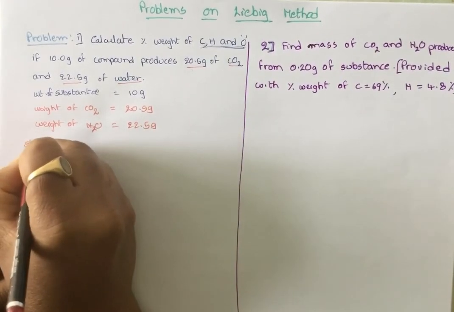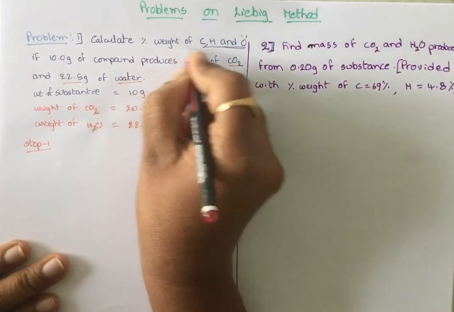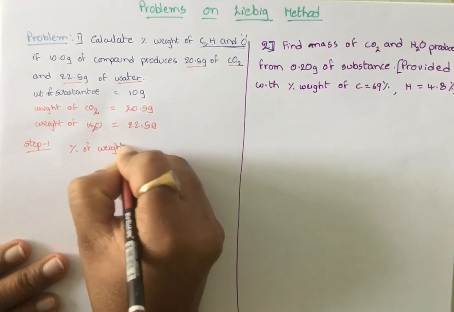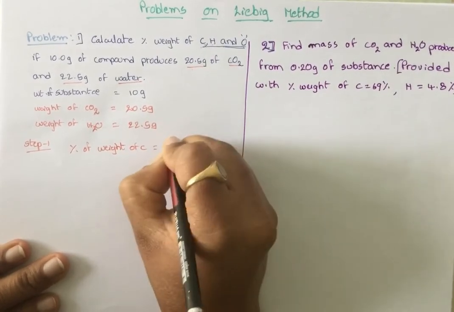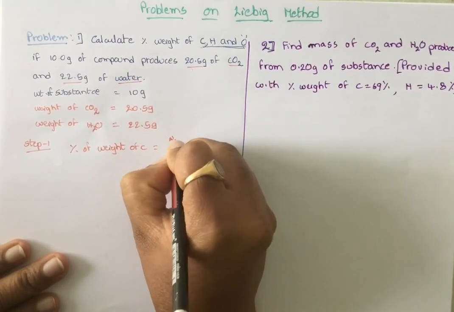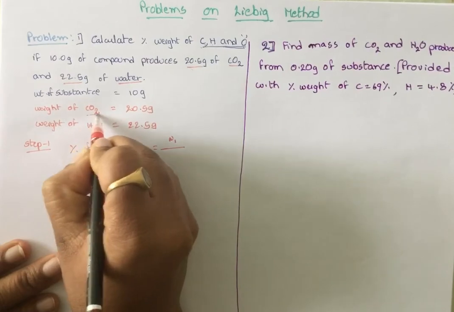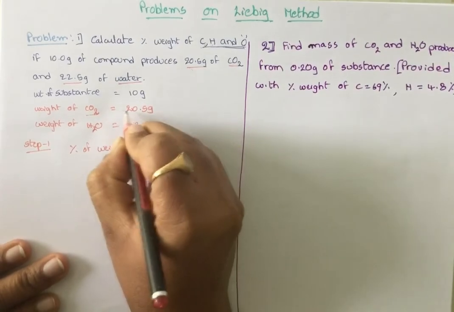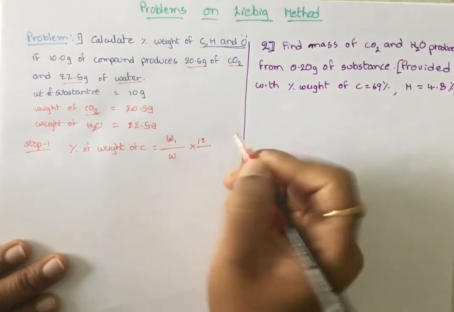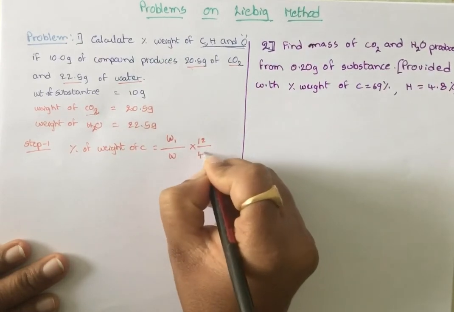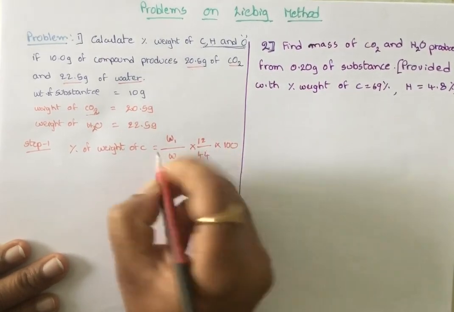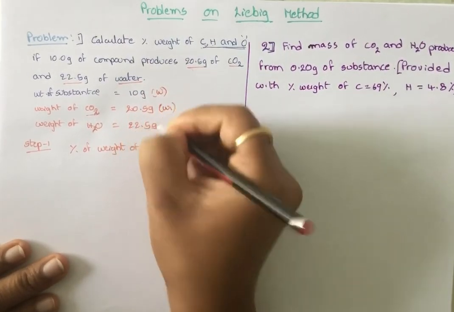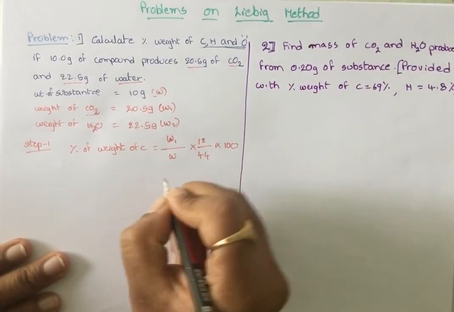So step 1 is what you have to calculate: the percentage weight of carbon. So the percentage weight of carbon is equal to, what formula do we have? Weight of your sample, that is the carbon dioxide weight, divided by the weight of the substance, W1 by W, should be multiplied with carbon's atomic weight 12, carbon dioxide's molecular weight 44, and should be multiplied with 100. Now substitute, this is W and this is W1 and this is W2. So substitute those values in this equation.